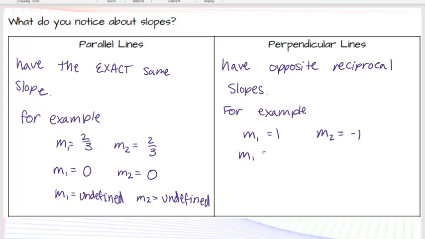If your first slope was 4/3, your second slope is going to be -3/4. Let's say your first slope is 0, then the perpendicular slope would be something over 0, which would make it undefined.